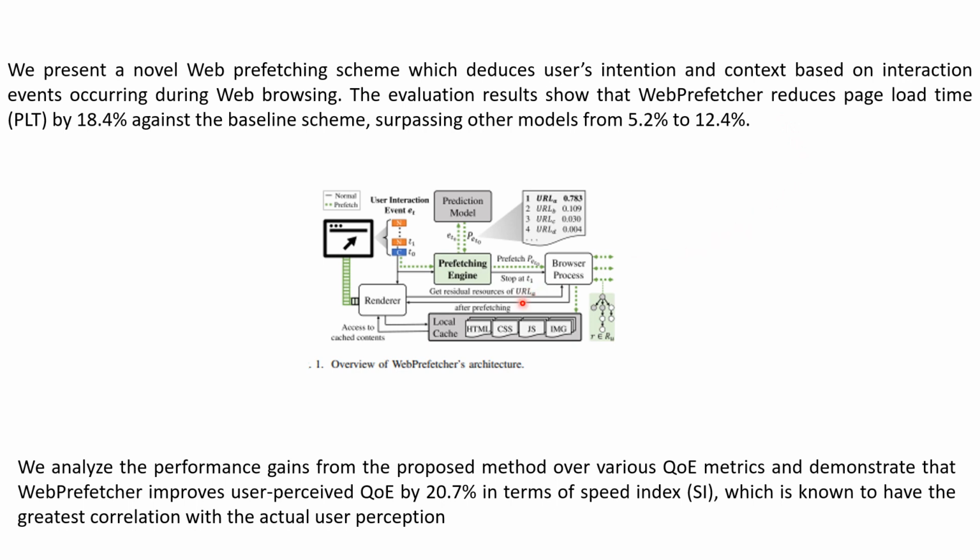Here is the diagram of the overview of this architecture. We analyze the performance gains from the proposed method over various QoE metrics and demonstrate that web prefetcher improves user perceived QoE by 20.7% in terms of speed index, which is known to have the greatest correlation with the actual user perception.